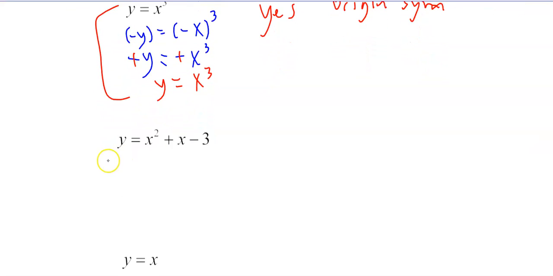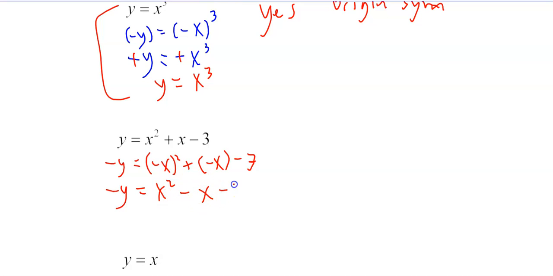This one, we're plugging in negative y with parentheses, and negative x with parentheses. And so this term definitely changed. This term stays the same. It's still positive x squared. That term changed, this term stayed the same. Some terms changed, some terms did not change. So this would be no origin symmetry.